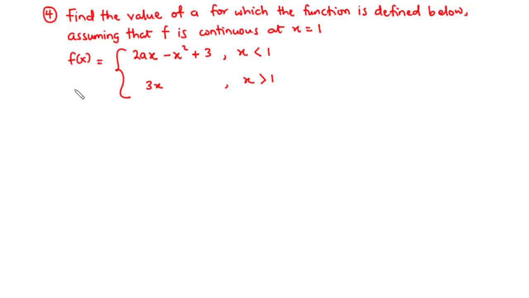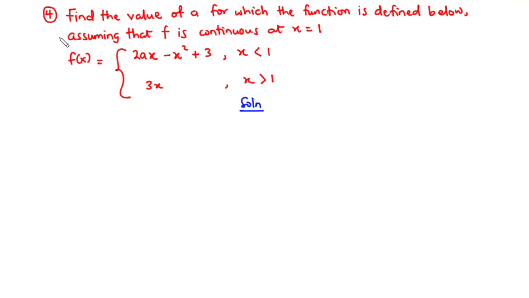Now looking at this function, you realize that the function is not defined at x equals 1. Neither is the function continuous at x equals 1. It means that the function itself is discontinuous at x equals 1, because we don't have x equals 1 in this function. Now from the question, we are just going to assume that the function is continuous at x equals 1, even though it is not literally continuous at x equals 1. So let's try to solve this question.